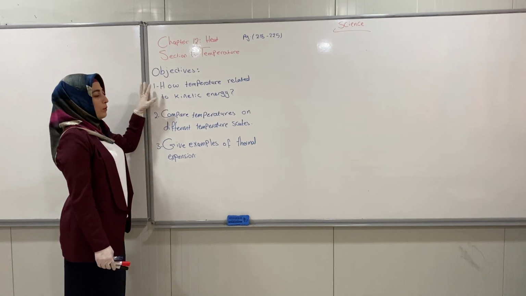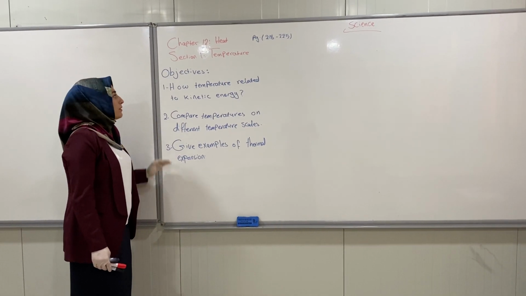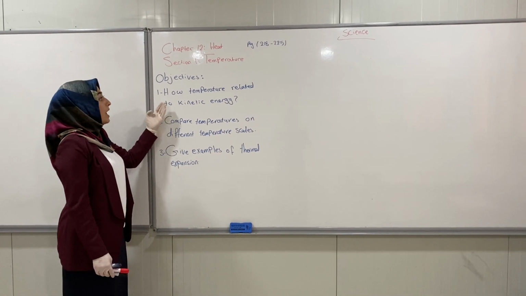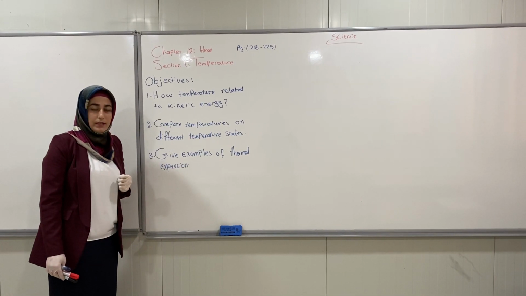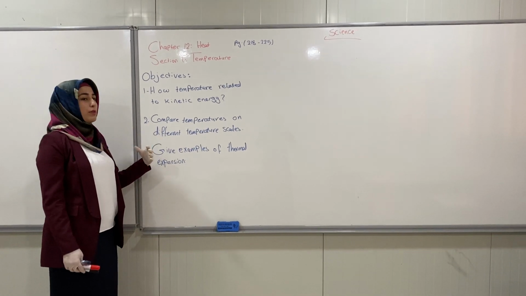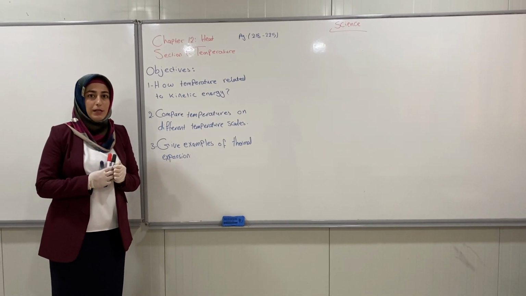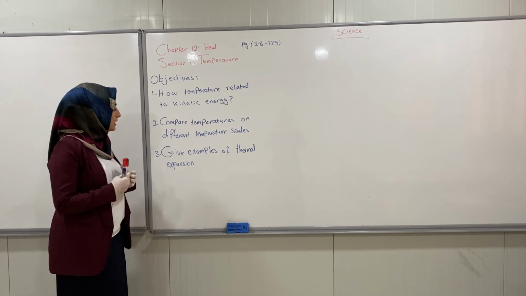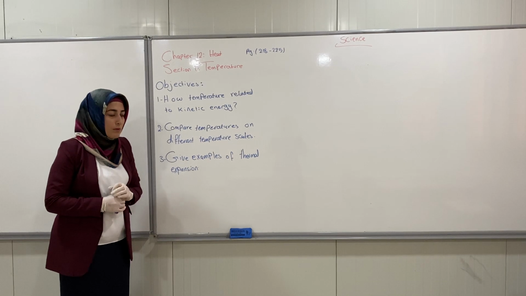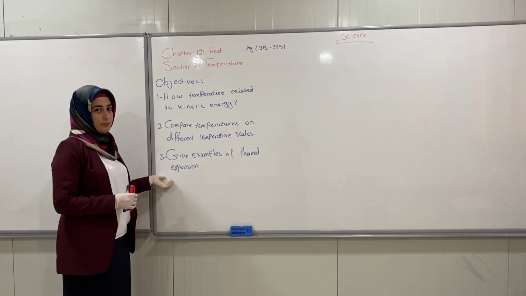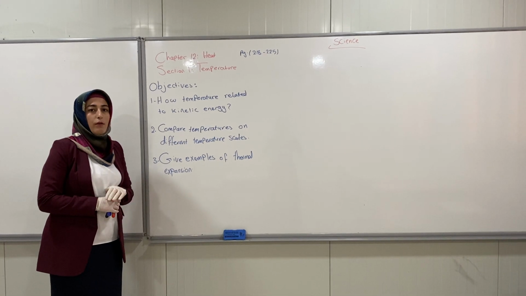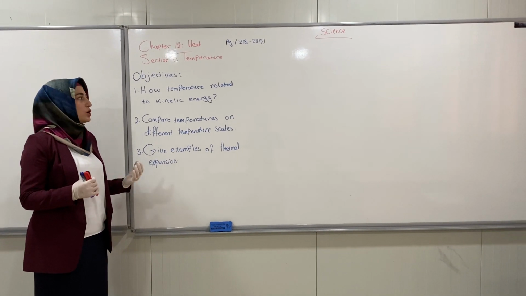So in section 1 we have some aims. The first one, we have to learn after finishing this section how temperature is related to kinetic energy. We have to know the comparison between the different temperature scales that we have, and you have to learn some examples about thermal expansion after knowing the definition and the mechanism of thermal expansion, that is, changing with temperature.